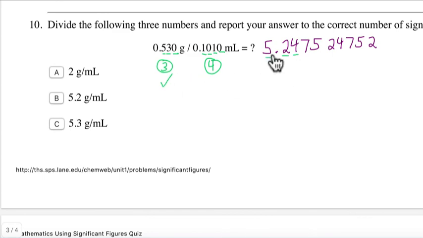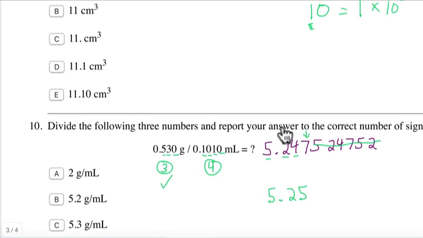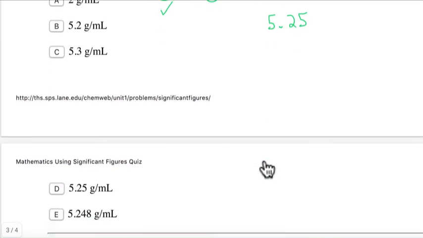I need 3, so I'll pick the first 3 that I come to. I'll look at the next digit down to decide how I'm going to round off. And notice, I don't care about all those other ones. It's just that one. 5 or greater, I'm going to round this guy up. So this is 5.25, the final answer. And that is going to be on, there it is.